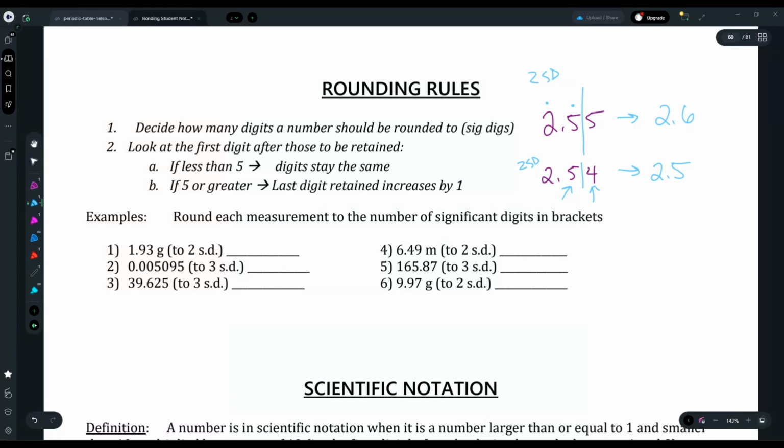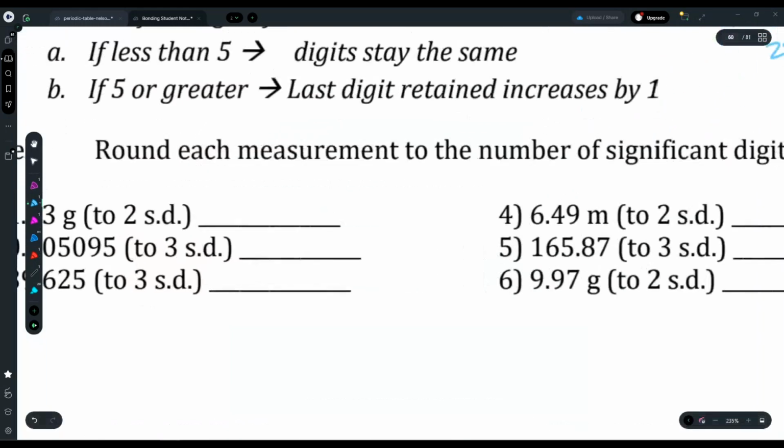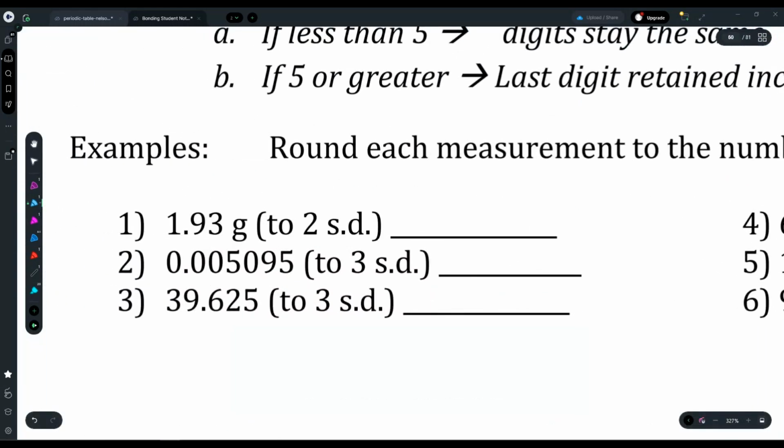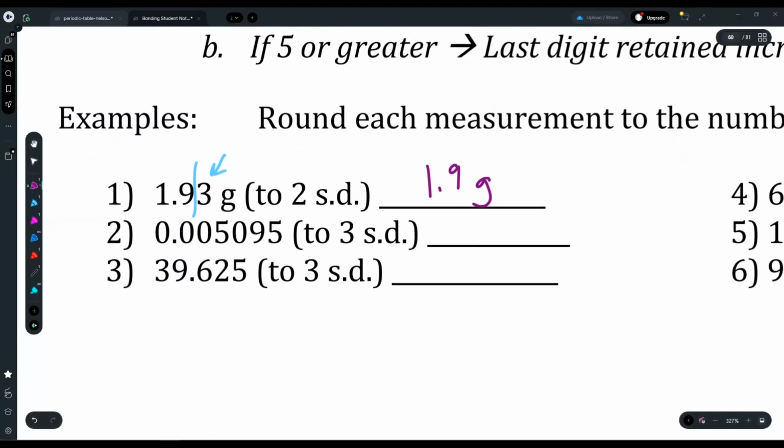Alright, so let's have a few more examples as to what this looks like. So for the first one, 1.93 rounded to 2 sig digs. So there's my cutoff line. This is lower than 5, therefore rounded off, it would be 1.9 grams.